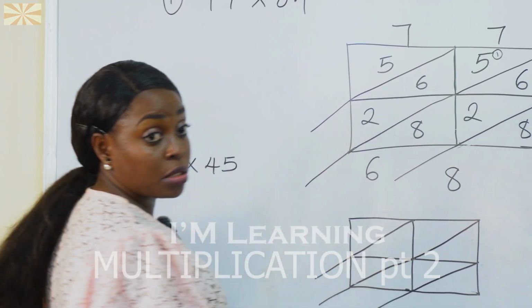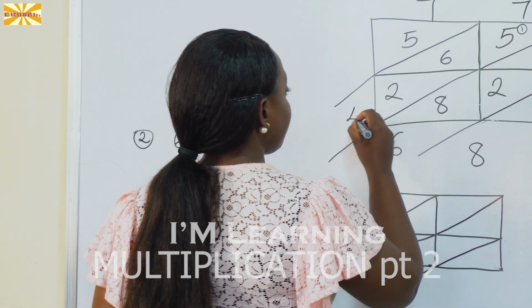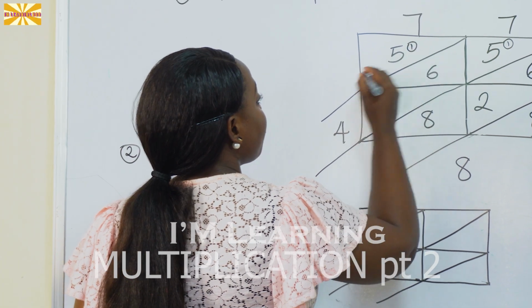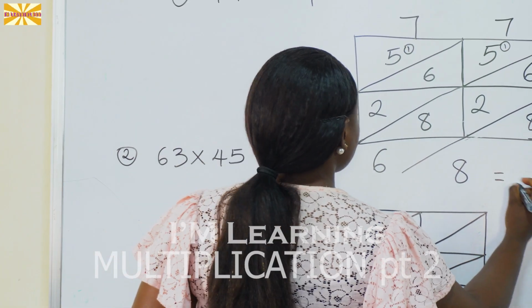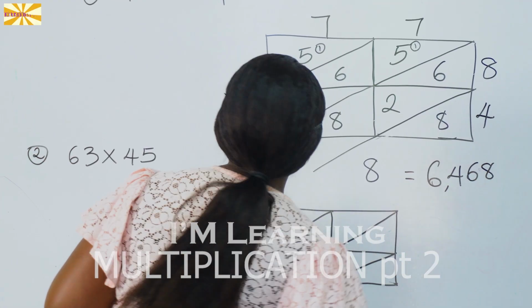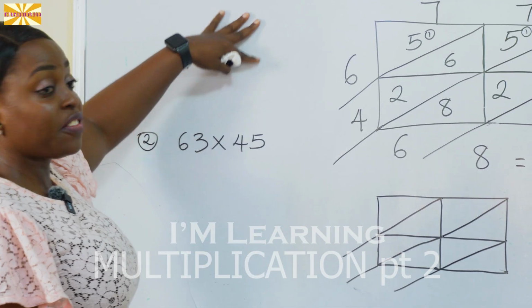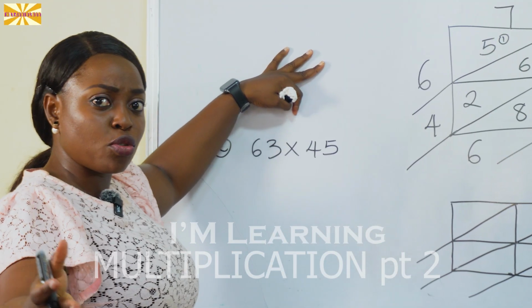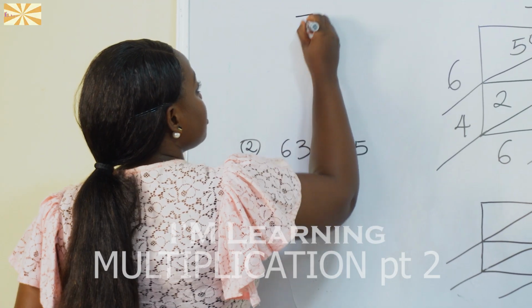6 plus 6 is 12. 12 plus 2 is 14. 4 will carry 1 here. 5 plus 1 is 6. So my answer to this question is 6,468. Now let's try this in the vertical method just to confirm this answer.